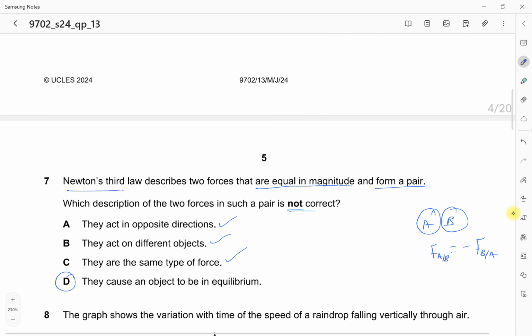They cause an object to be in equilibrium. So these forces are not enough to cause an object to be in equilibrium because these two forces could be equal and opposite, cancelling out each other, but they could be causing clockwise or anti-clockwise moments. So the resultant force is zero, but the resultant moment is not. We don't know whether it is zero or not. So this statement may not be correct because not all objects under the action of these forces have no moment.